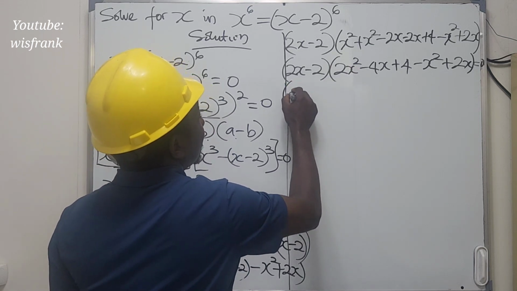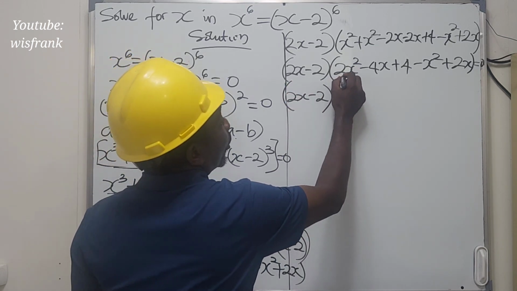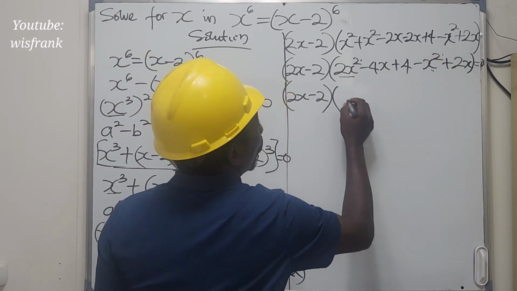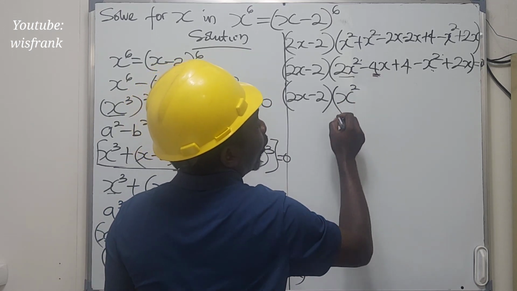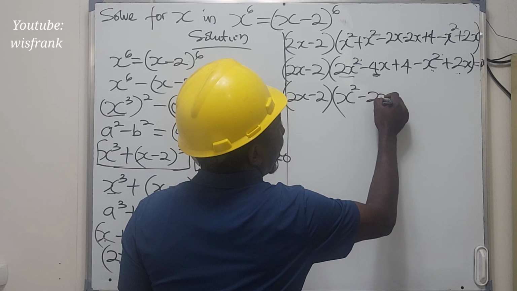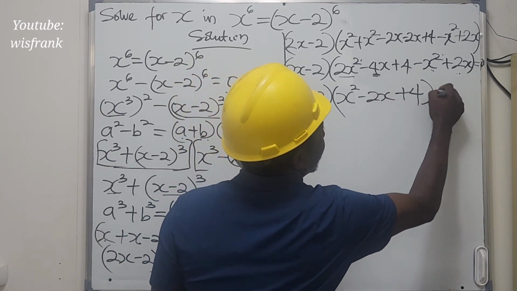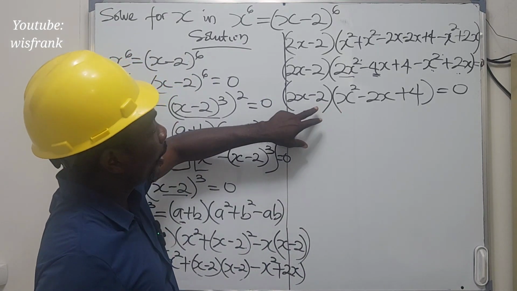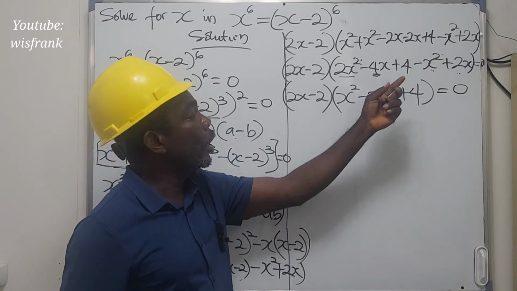This is the same thing as 2x minus 2 into, we have 2x to the power of 2 here, minus x to the power of 2 will give us x to the power of 2. So we have minus 4x here plus 2x will give us minus 2x. So we have here plus 4. So this is the same thing as equals to 0. In that case, we have two parentheses here. It is either the first one equals to 0 or the second one equals to 0.